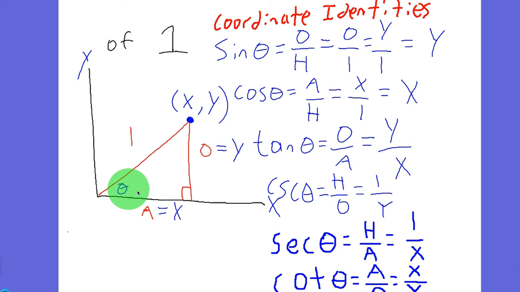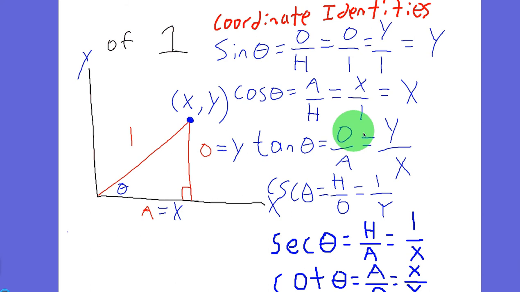Cosecant is hypotenuse over opposite, so it would just be 1 over y. Secant is hypotenuse over adjacent, it'd be 1 over x. And cotangent is adjacent over opposite, so it would be x over y. So here's all your coordinate identities on one sheet, on one page.